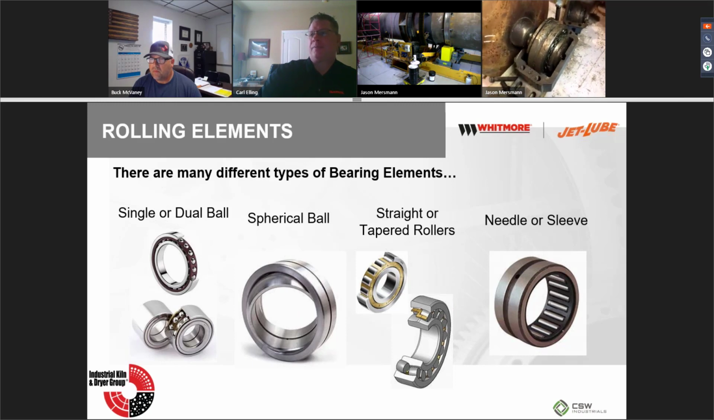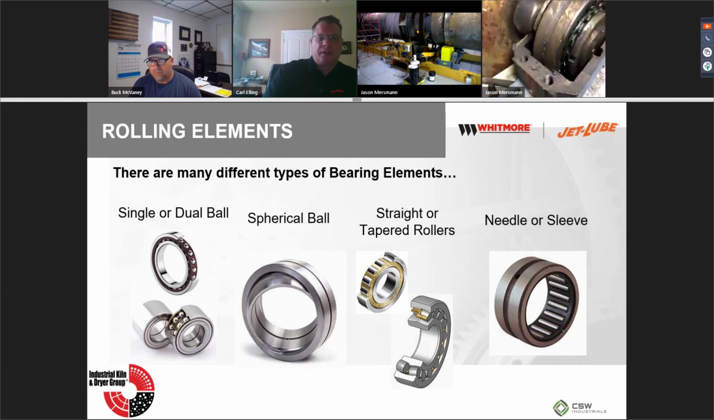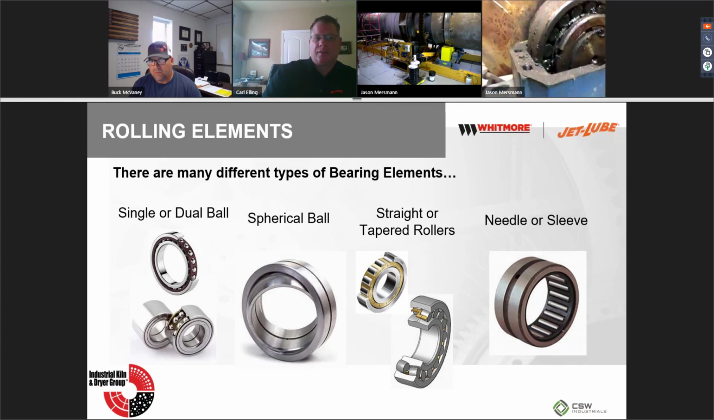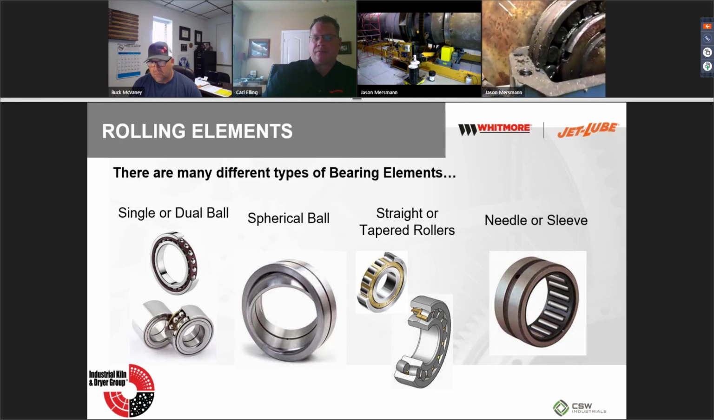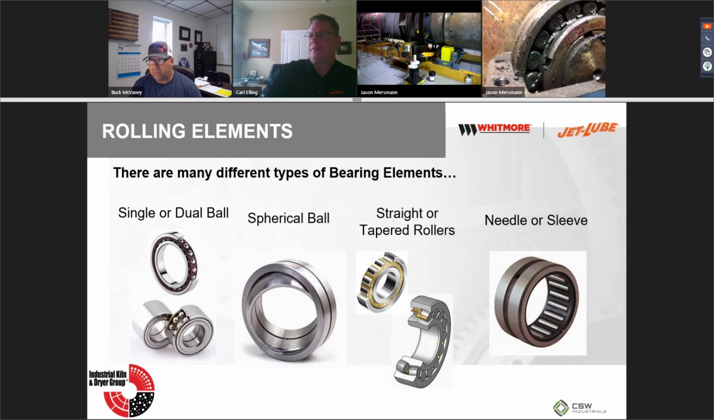There are many types of bearing elements as well. We've got the single or dual ball, spherical ball, straight or tapered rollers, and then the needle or sleeve type. Nice shot there, Jason. Excellent.